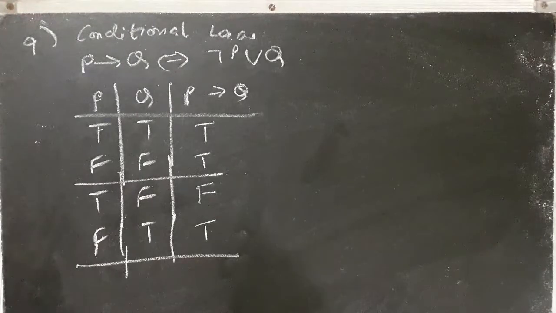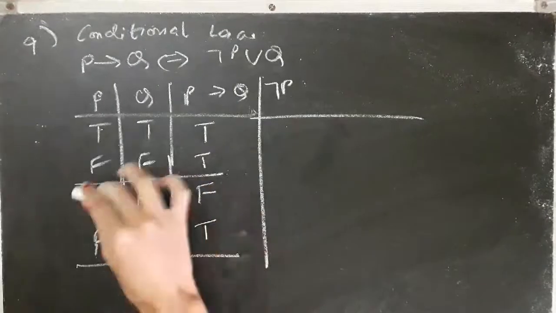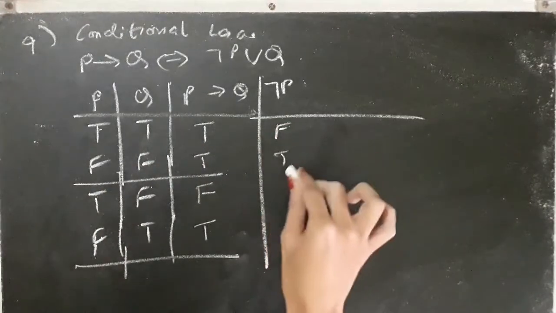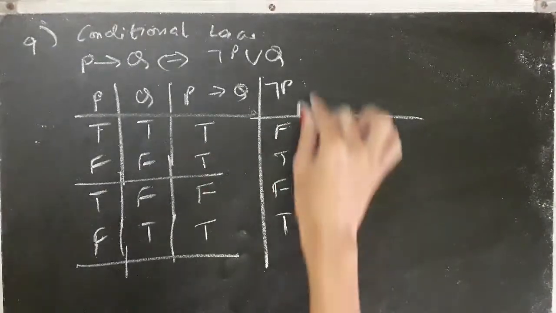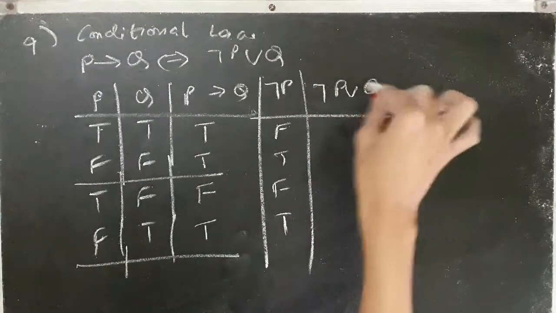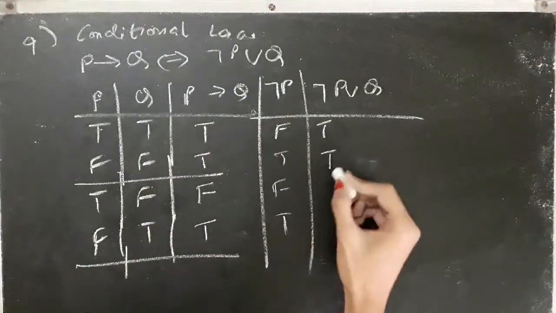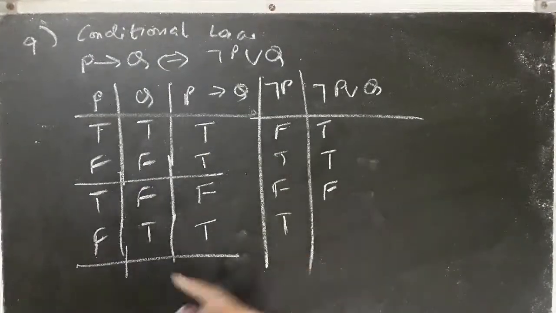So now we have learned the truth table of P implies Q. Now in the same truth table, let's add negation of P, which is F, T, F, T. What is negation of P or Q? It is true because one of them is true, false because both are false, and true.